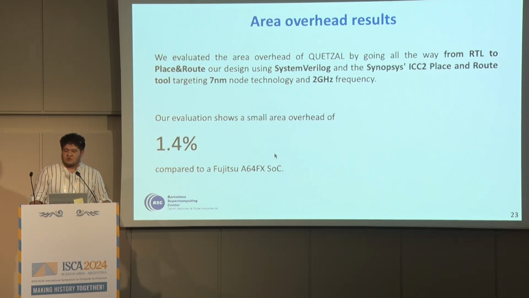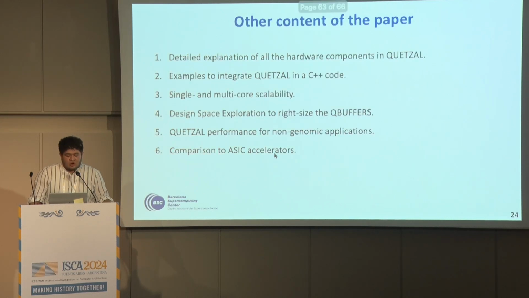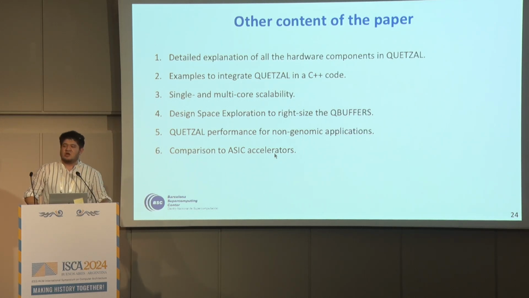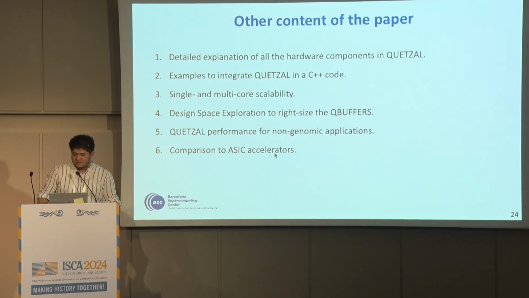really significant performance benefits. Other content in the paper that you can find is, for example, a detailed design space exploration to right-size the buffers in QUETZAL, and also a comparison with ASIC accelerators. We didn't stop at genomics. We also ran 2 extra kernels, sparse matrix vector and histograms, where QUETZAL also outperformed the baseline CPU.